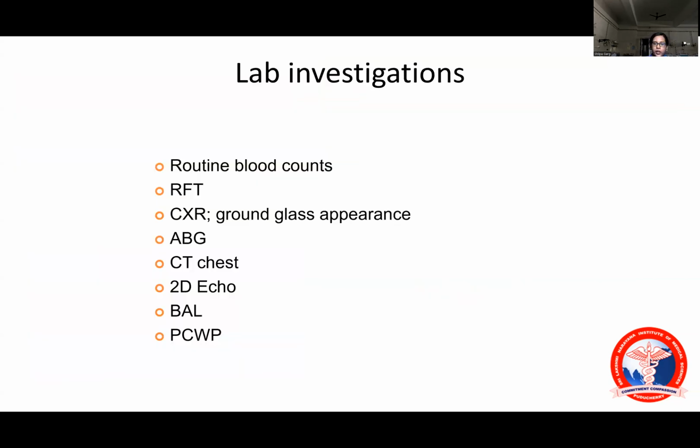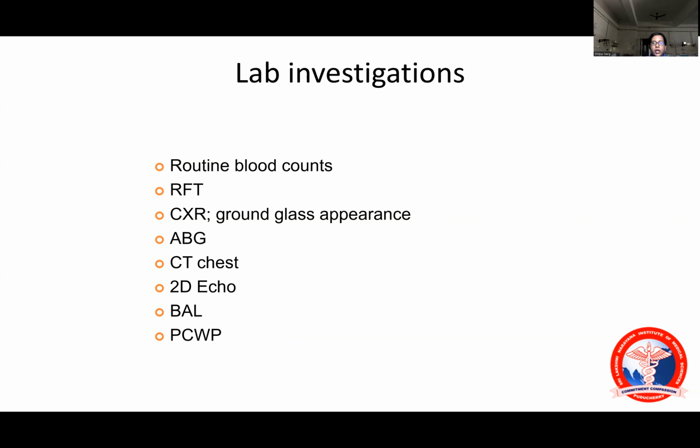So what are the investigations we are going to send? Since it can lead to multi-organ dysfunction, we have to get a routine CBC done, RFT to know whether the patient has gone into any acute kidney injury. And we have to get a chest X-ray done, and ABG to check the PF ratio. If possible, we can get a CT chest done, but it is not mandatory. If you have a chest X-ray, that is well and good.